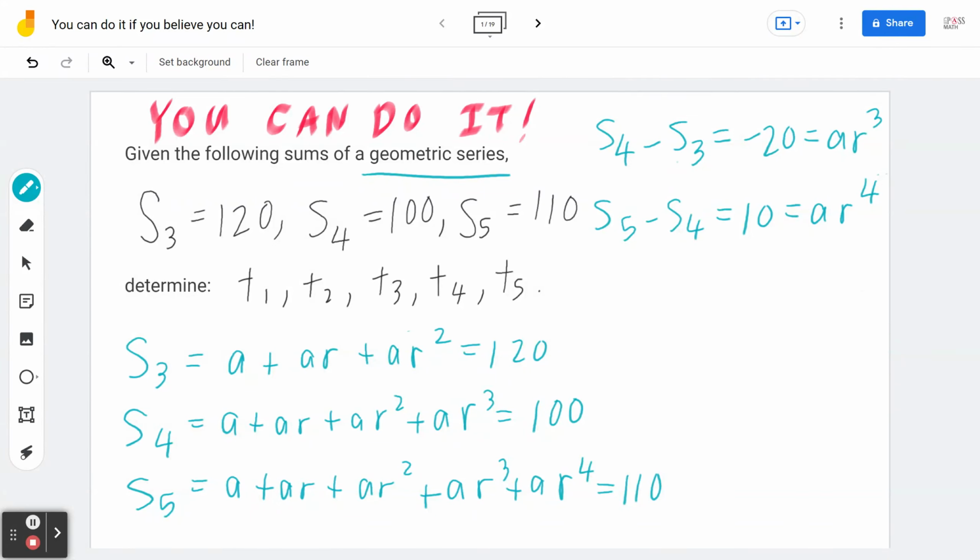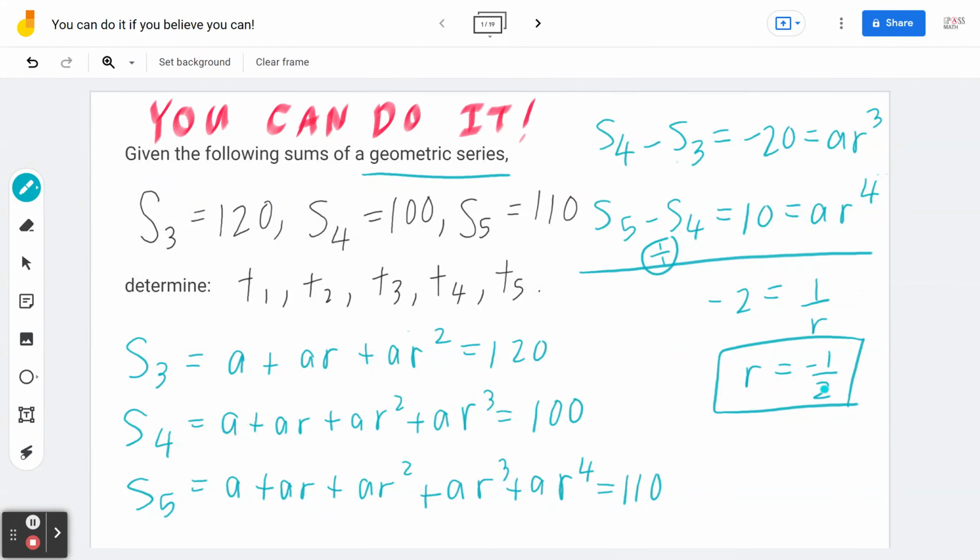Now, the difficult part is over because if you start dividing this, look what happens. Negative 20 divided by 10 is going to be negative 2. AR cubed divided by AR to the power of 4 is going to be 1 divided by R. So R is 1 over negative 2, or negative half. And you can go back and find A. To find A, you can plug it back into the first one, or the second one, or the third one, it's really up to you.